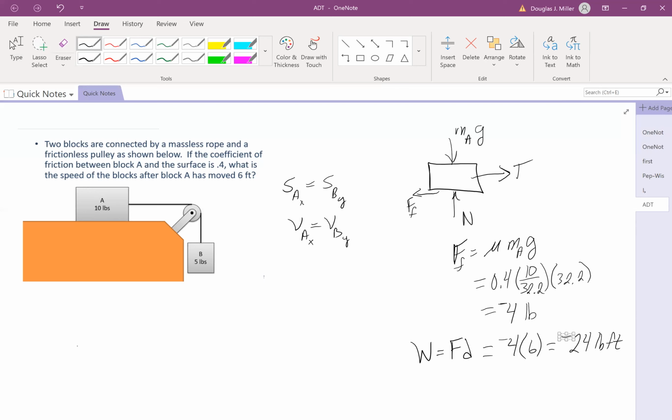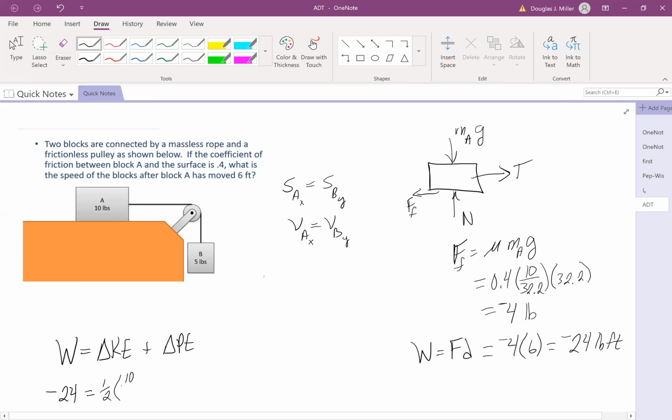So even though work is only acting on A, B is tethered, and so it's actually working through all of the system. So here we have the work done is equal to the change in kinetic energy within the system plus the change in potential energy within the system. So we have this -24 foot-pounds. That's equal to 1/2 the mass. Well, we're going to have both masses. So let's put them both in.